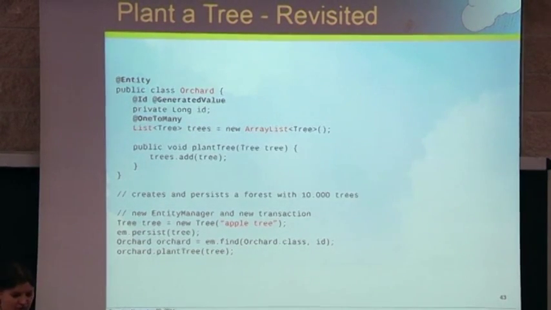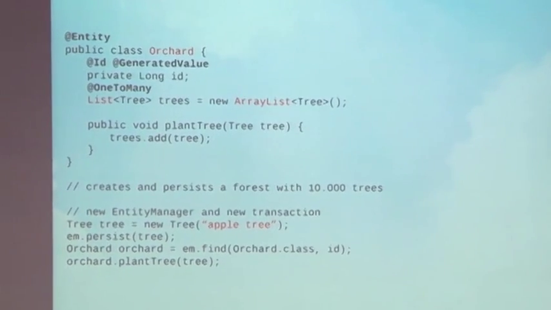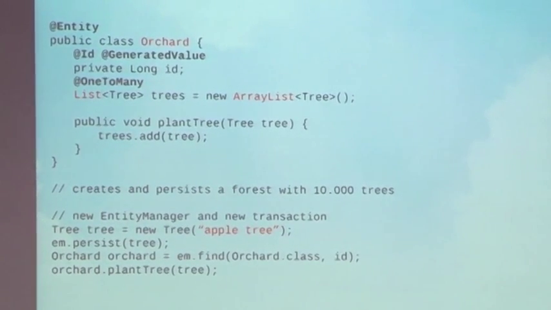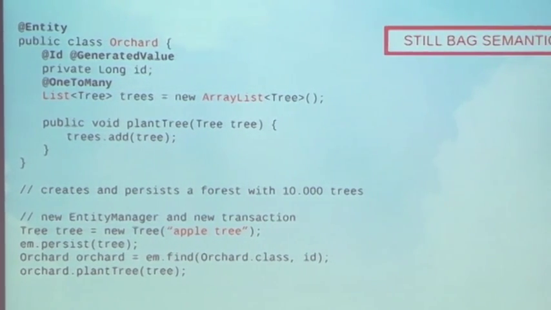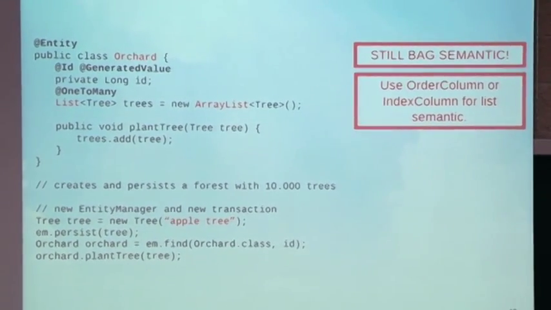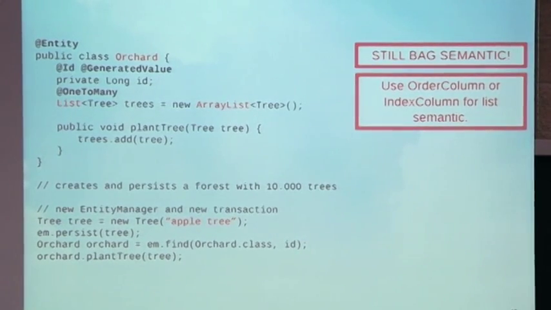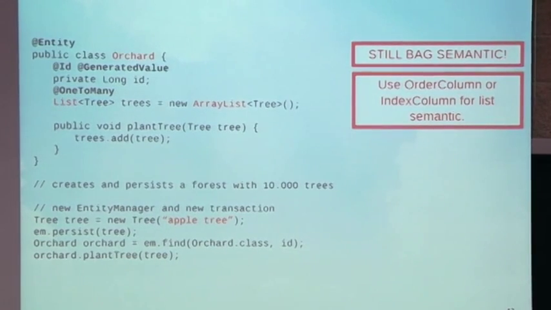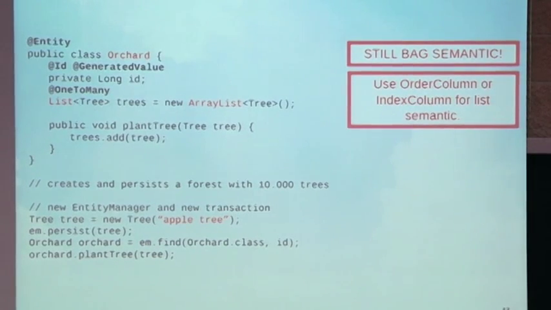So we want to change this piece of code to make it more efficient. So probably when we use lists, it will be more efficient. What do you think, guys? Is it going to be more efficient with the collection changed to list? Unfortunately, no. Still bag semantic. Why? Because we should use an order column or index column for list semantic here. So be very careful, because I've seen many of these in real-world code. I guess that you've seen this as well. One-to-many without order column or index column means simply that every time you recreate your collections. Pretty stupid.